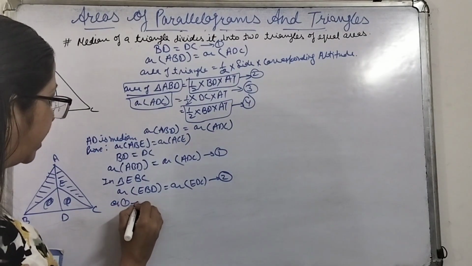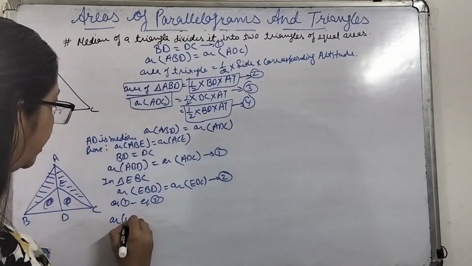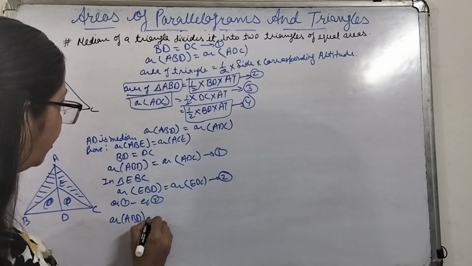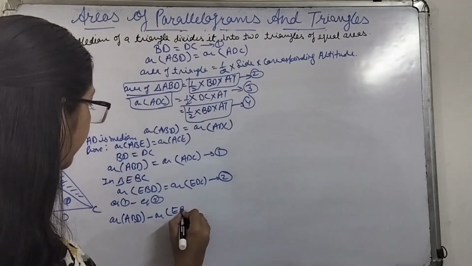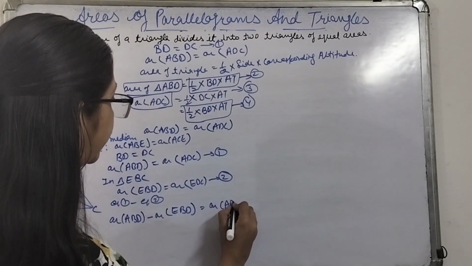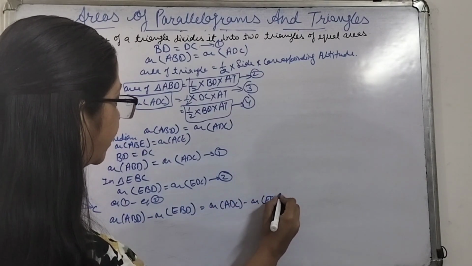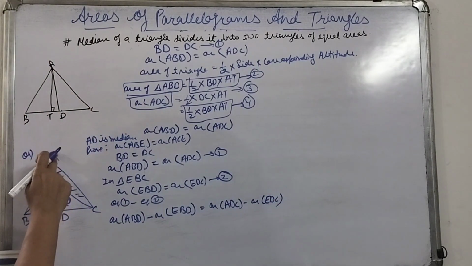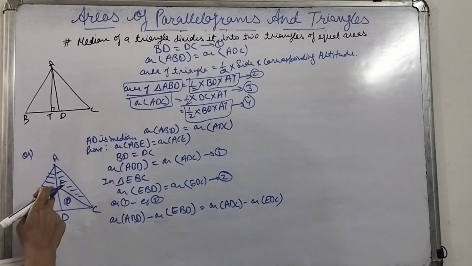Now if from equation number 1, we subtract equation number 2, equation 1 minus equation 2, so area of ABD minus area of EBD will be equivalent to area of ADC minus area of EDC. Now from the area ABD, this whole area, if we subtract area of EBD, what area will we get? We will get area ABE.